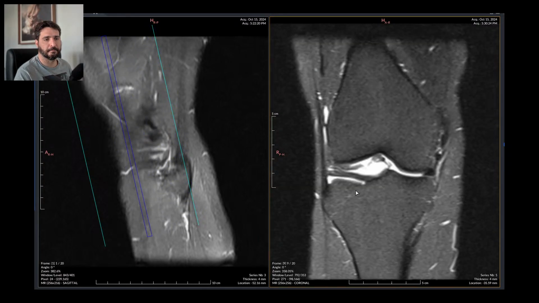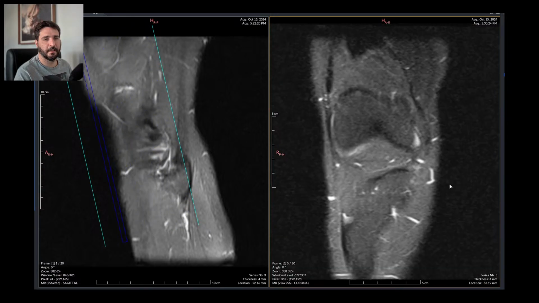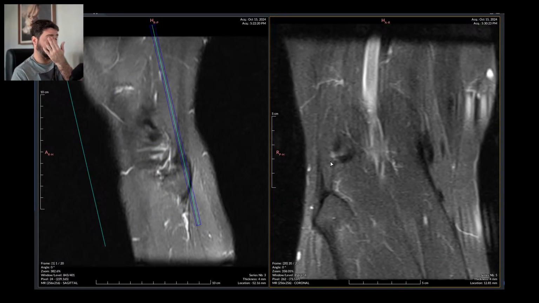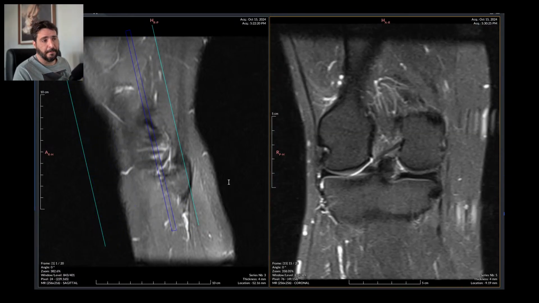So the meniscus and the cartilage seem fine. No signs of collateral ligament ruptures. The tendons also, those that are properly imaged, seem okay.